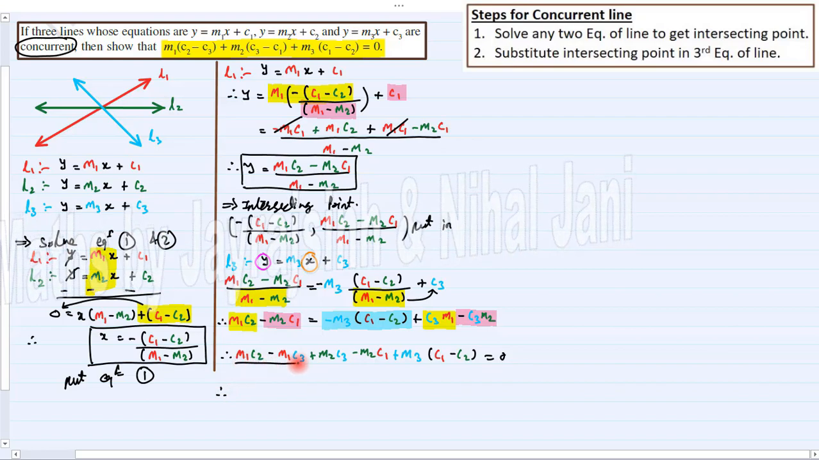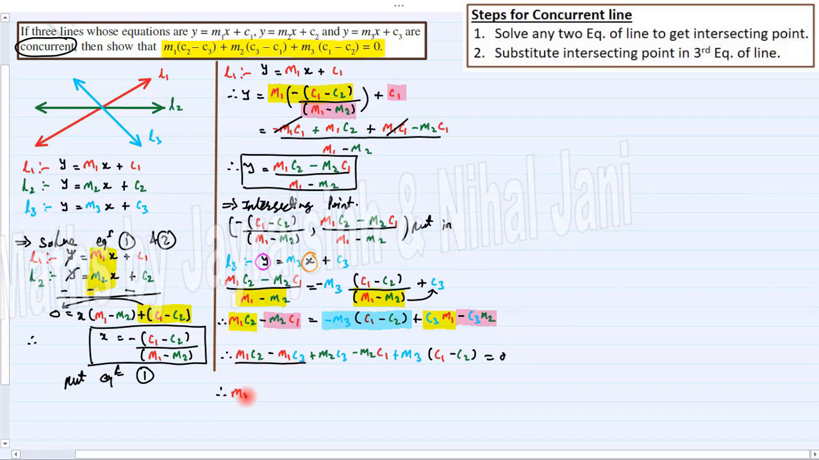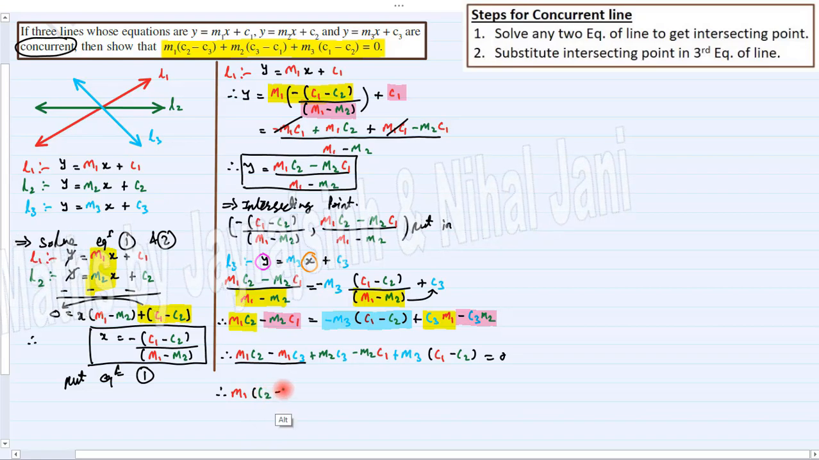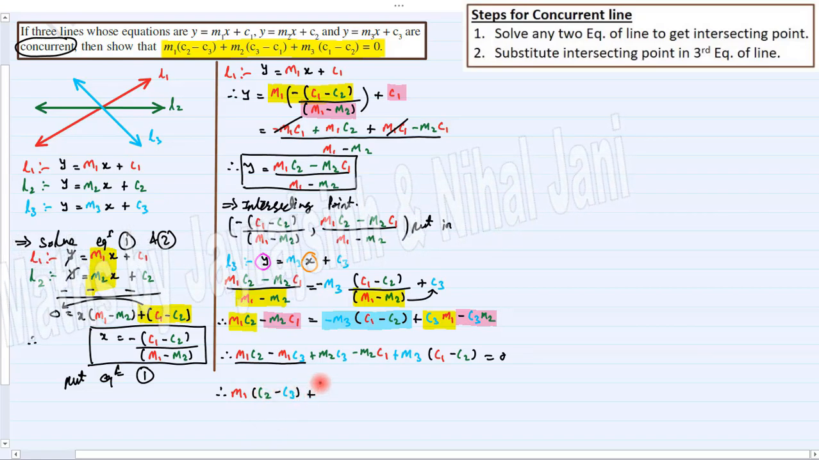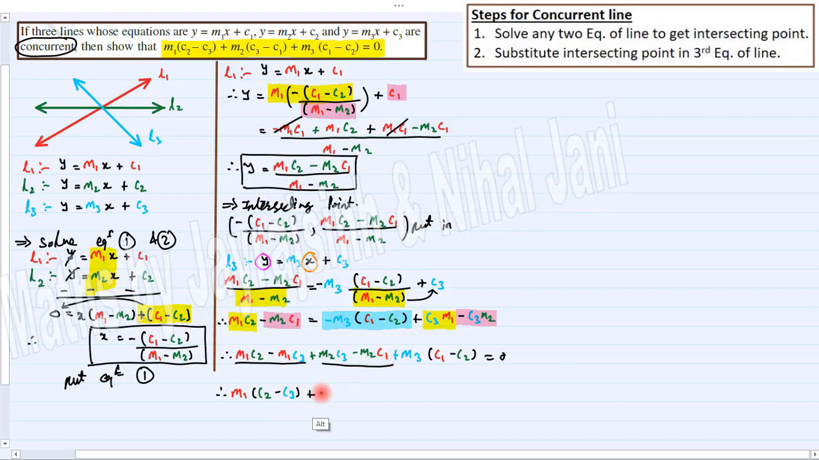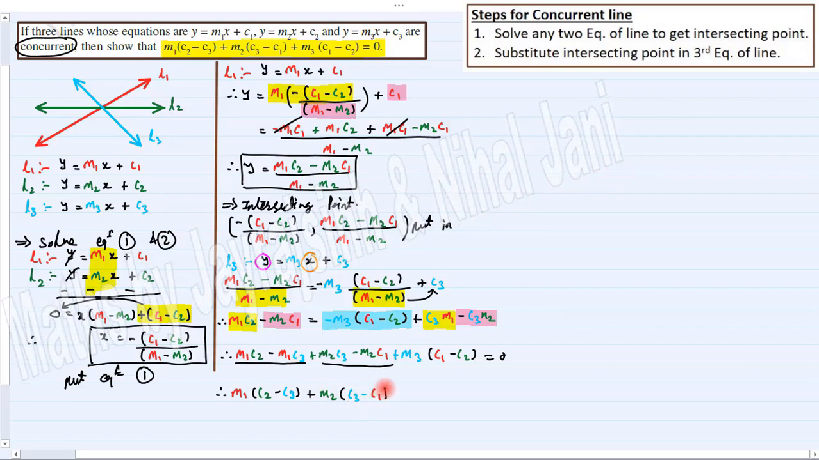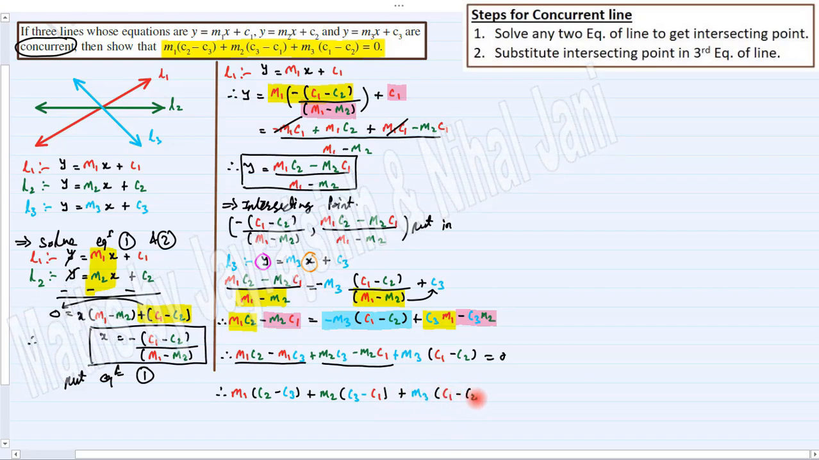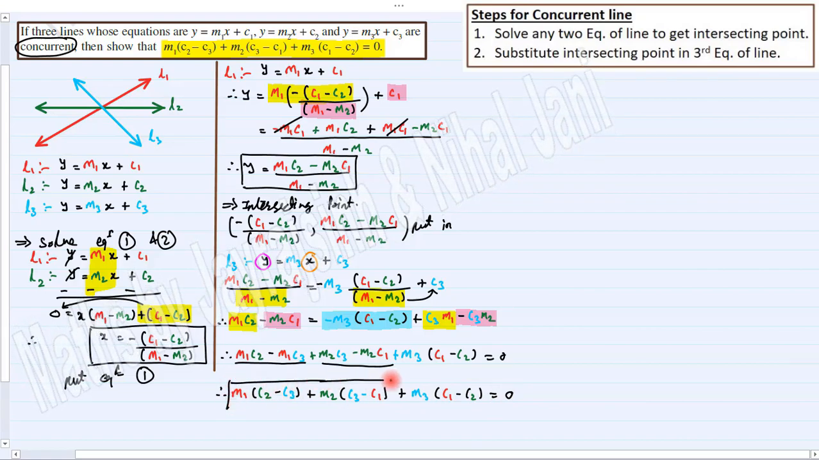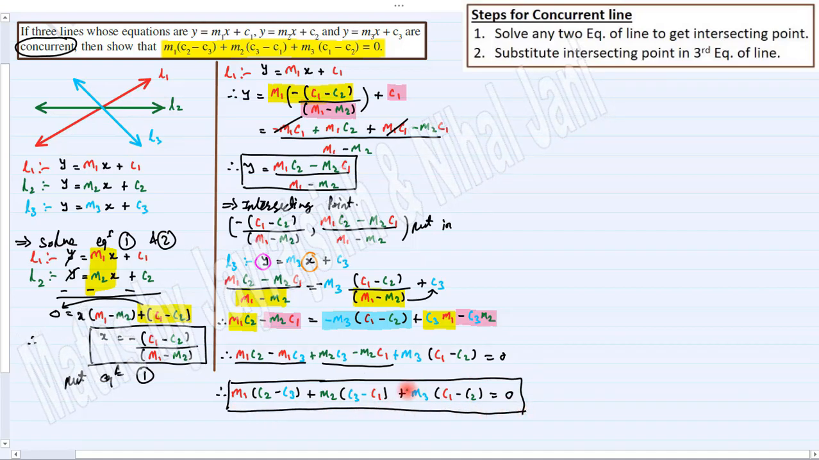Now, as you can see, from the first two terms, we can take M1 common, we'll get (C2 minus C3). Then from these two terms, we can take M2 common, so we'll get (C3 minus C1). And your last term will be as it is. So here we prove that M1 into (C2 minus C3) plus M2 into (C3 minus C1) plus M3 into (C1 minus C2) is equal to 0. Hence proved.